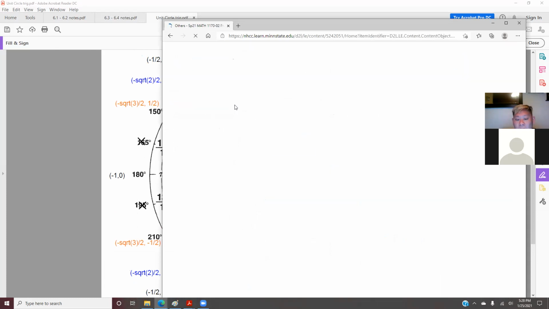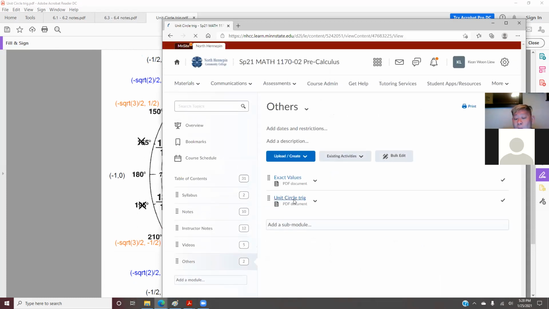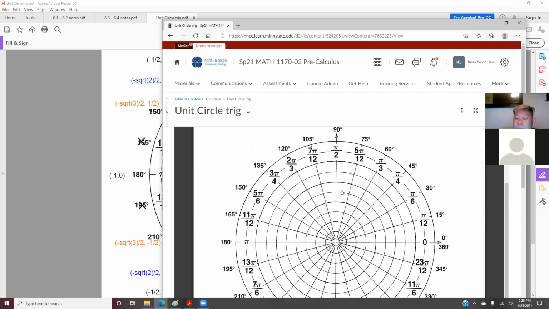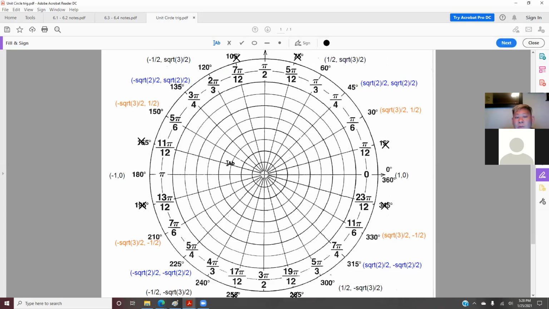So I will put under here. This one, the units, this is the blank one. You can actually print this one out because it's clean. Then you can write whatever you want during the test time, and then you can use this for your test. Like what I just did over here.